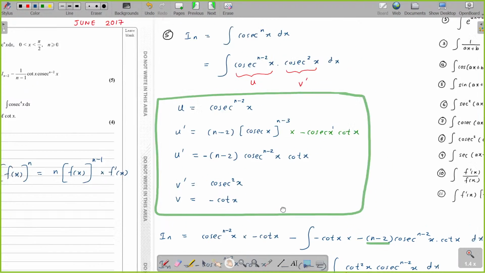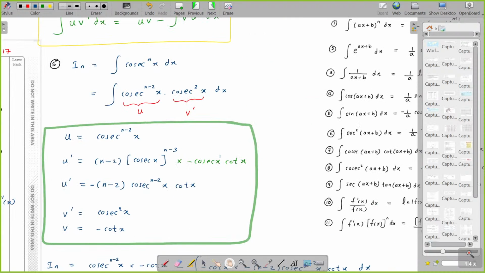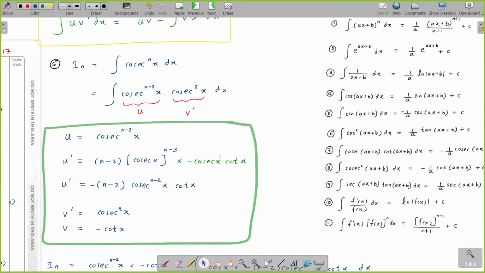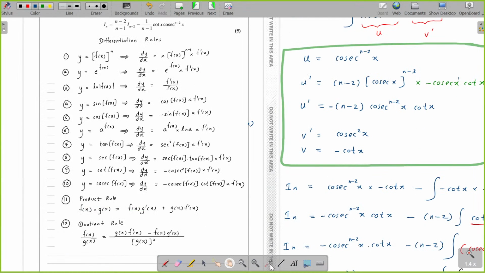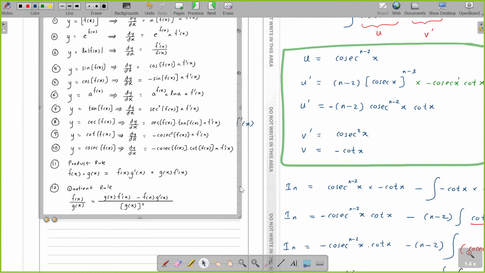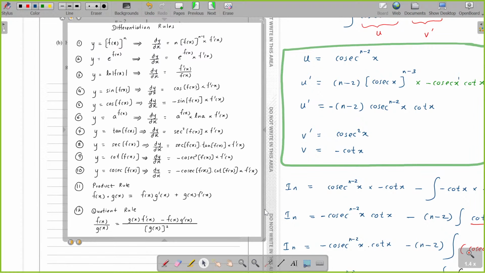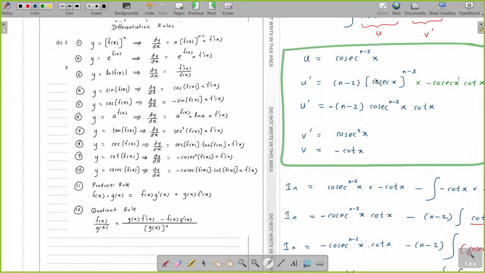So I have written all the rules here, differentiation and the integration rules. Let me show you. Yes, so these are my differentiation rules. I think you can see. Can you see? So when you differentiate, after you are done with the power, you bring the power forward, subtract 1 from the power, and after you are done with the power, you have to differentiate inside.